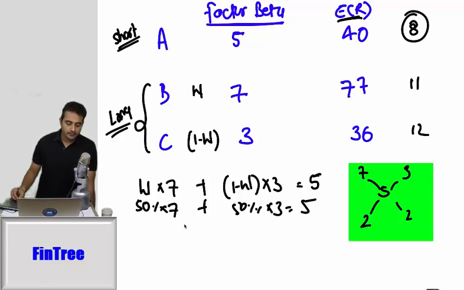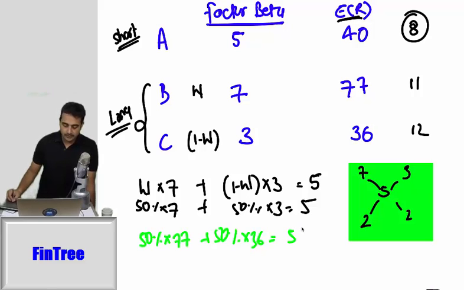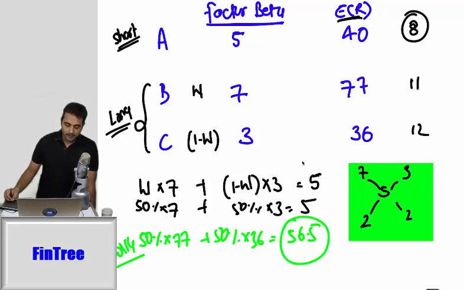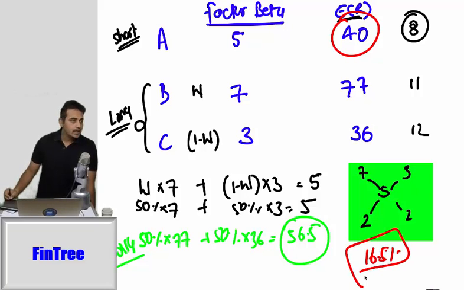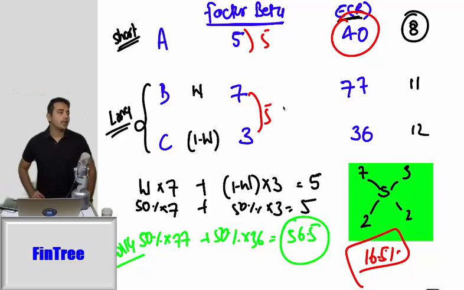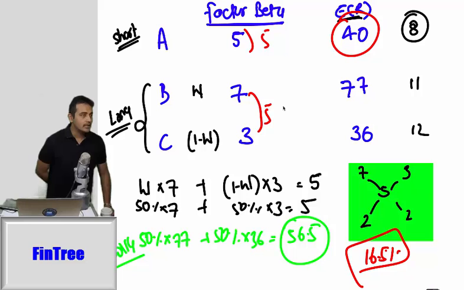And once you know the weights are 50-50%, then find out the expected return. Expected return would be 50% into 77, 50% into 36, so that's 56.5. So if you have a long position on this, we will earn 56.5. If you have a short position, then we will lose 40, and therefore your net return is 16.5%. And as far as betas are concerned, this will have a beta of 5, this has a beta of 5. So you would eliminate beta exposure, and therefore it would be considered an arbitrage return.